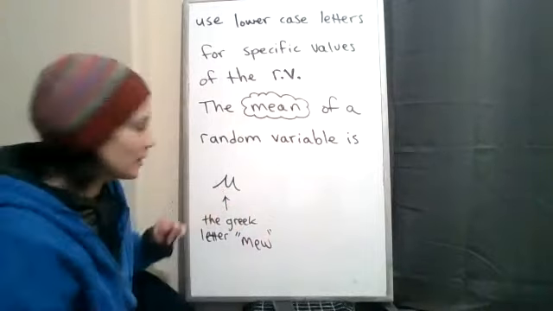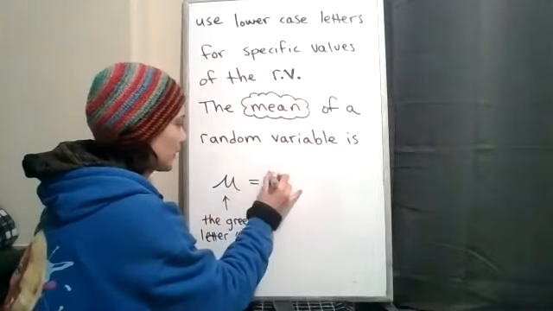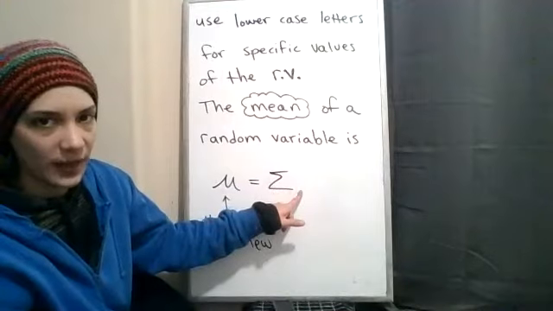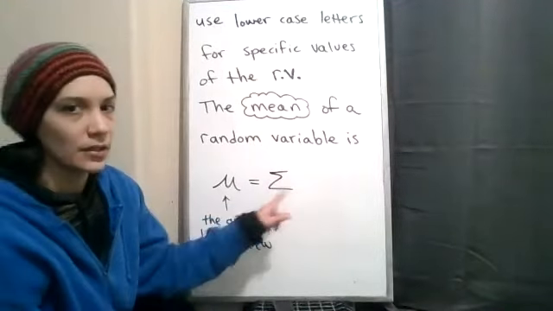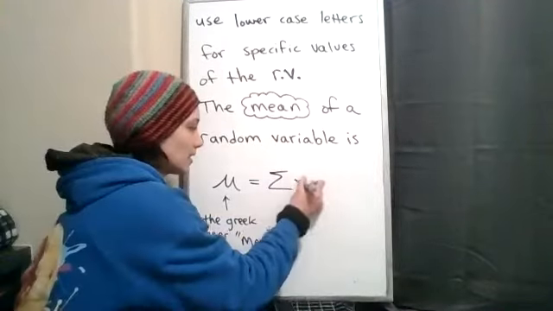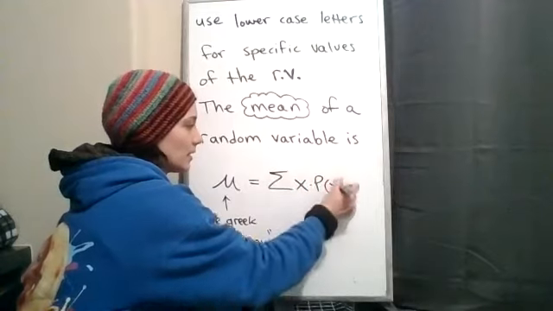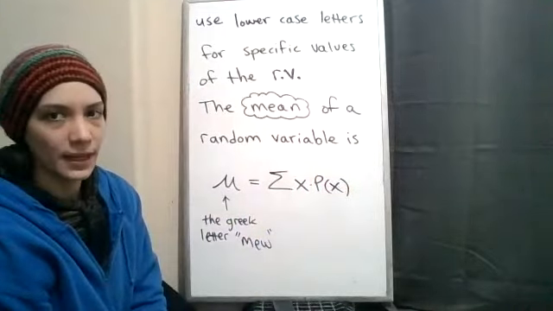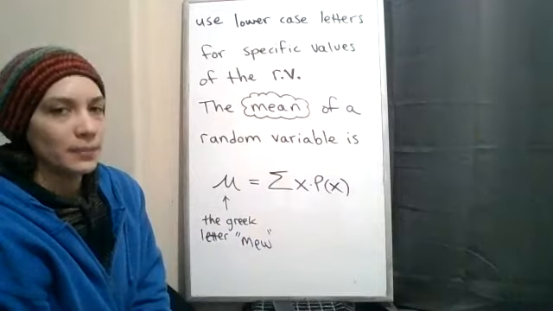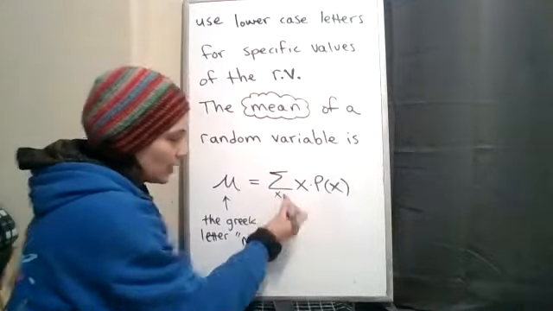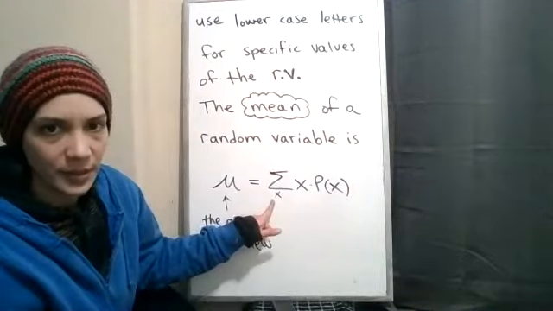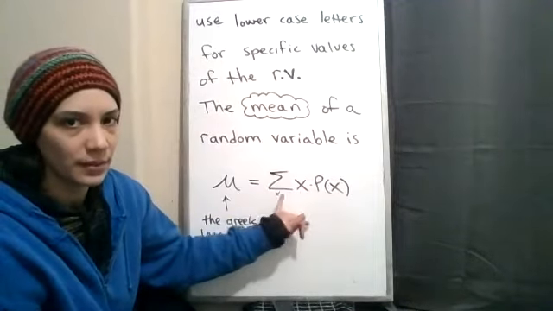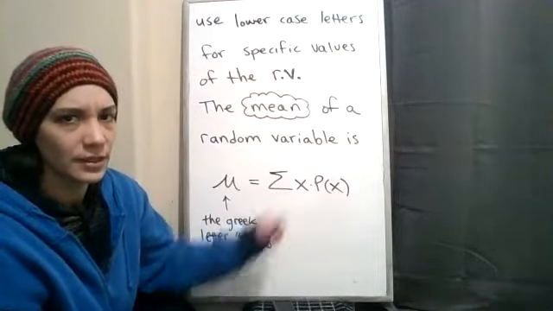and it equals the sum of all of your x values times their probabilities. So add all x times p of x. Some people put a little x here, which means for every value of x, put that number in here, take x times p of x, but I'll probably leave that off.